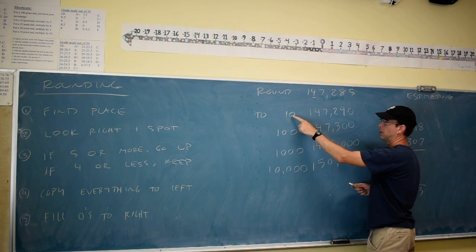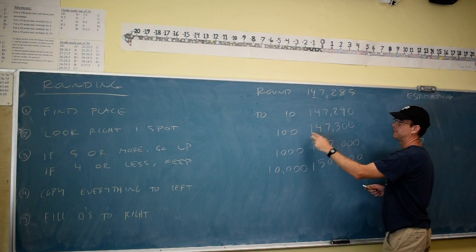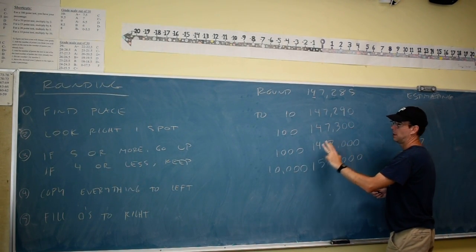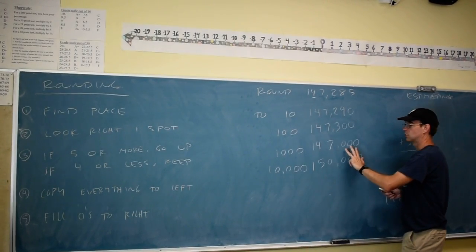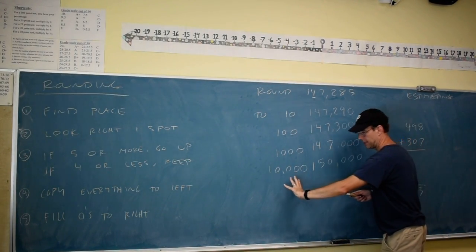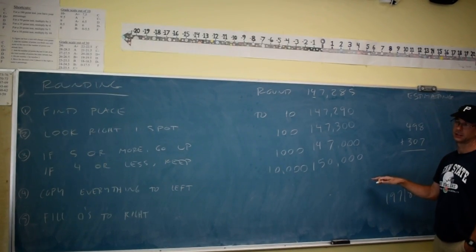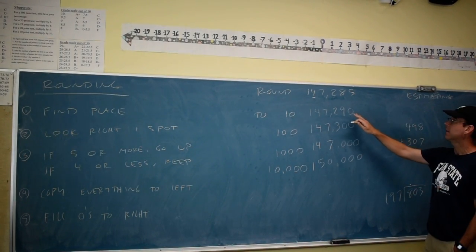10 has a 0. Your answer has a 0. If you're rounding to the 100, it has 2 zeros. Your answer has 2 zeros. 1,000 has 3 zeros. Your answer will have 3 zeros. 10,000 has 4, so the answer has 4. At least that much. Sometimes you might even get another stray 0.